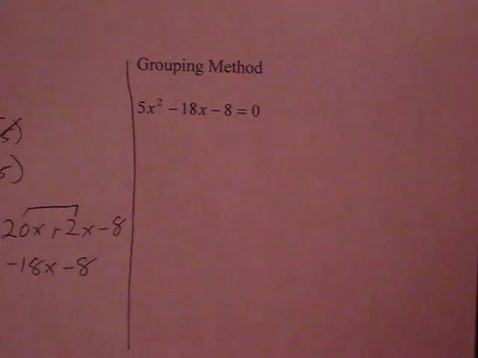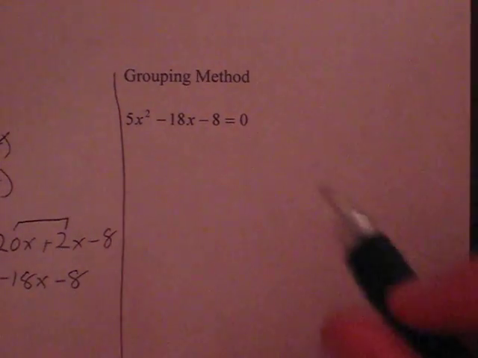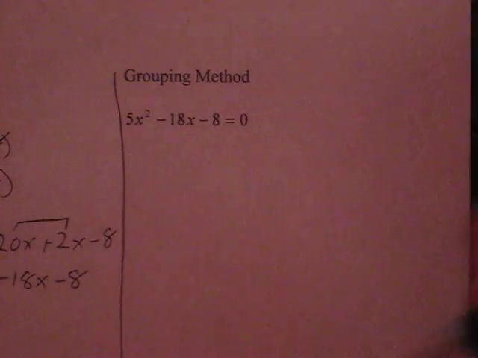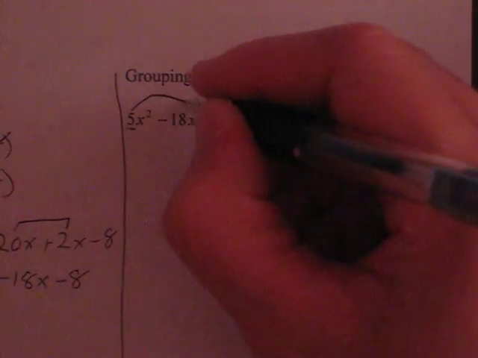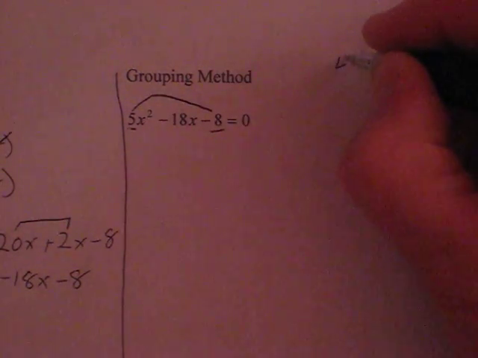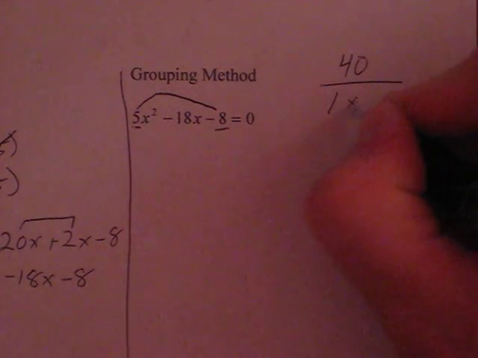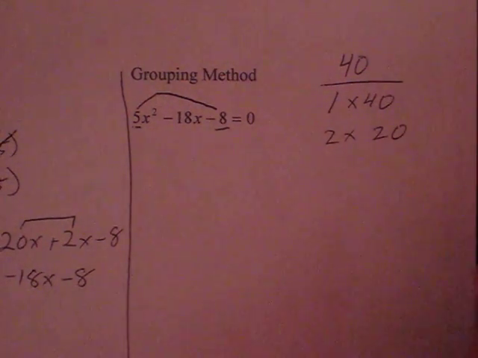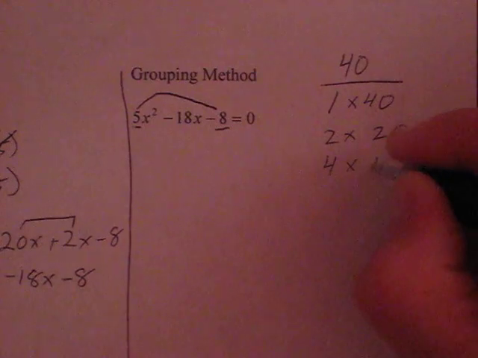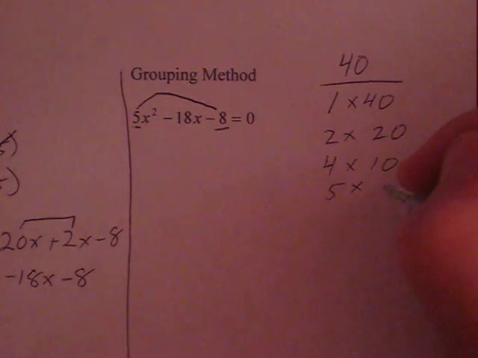Now in this example, a is also greater than 1, and it's the exact same example that we did this way with trial and error. With this one, some of you learned that you multiply a and c, so we're going to multiply 5 times 8, and 5 times 8 is 40, and we're going to list those factors. And the factors of 40 are 1 times 40, 2 times 20, there's no factor with 3, and there's 4 times 10, and 5 times 8.